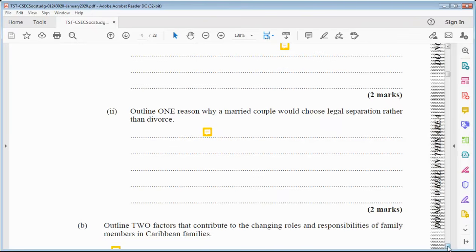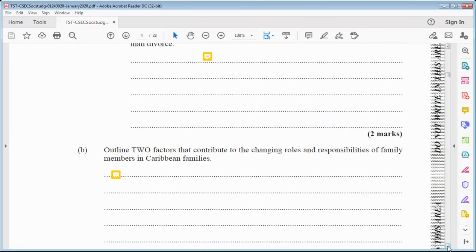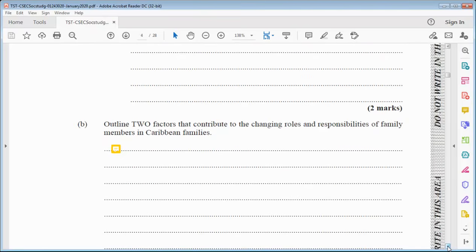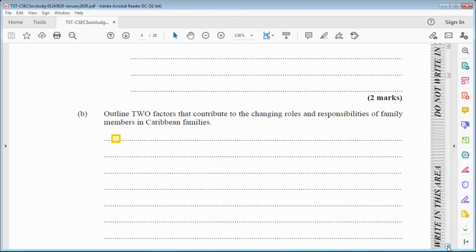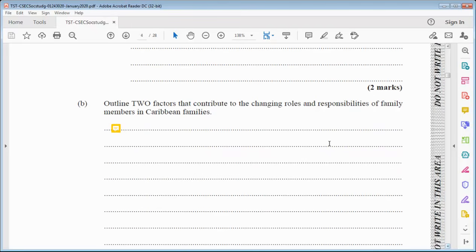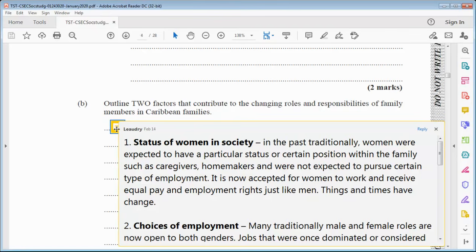Let's go on to question B now of question 1. It says, outline 2 factors that contribute to the change in roles and responsibilities of family members in Caribbean families. So what are some factors of the change in roles and responsibilities of families? Well, 1, the status of women in society.